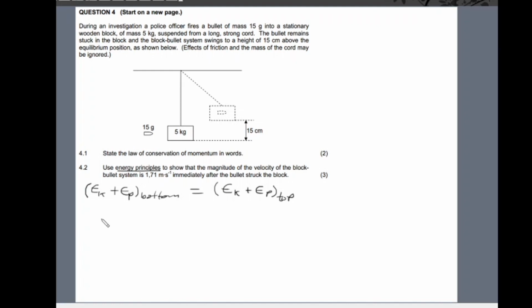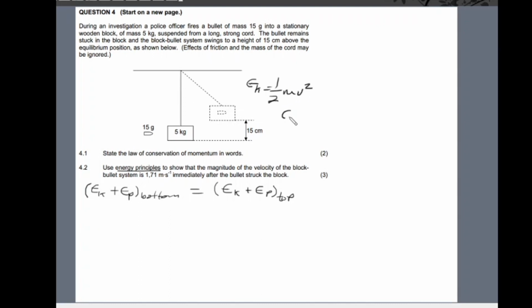So now we know that kinetic energy is an energy that an object possesses because of its motion, right? And then we know the formula for kinetic energy is this one, Ek is equal to 1 over 2 mv squared.